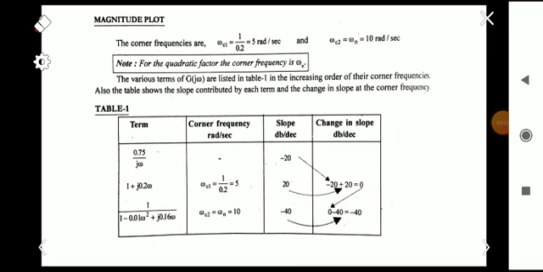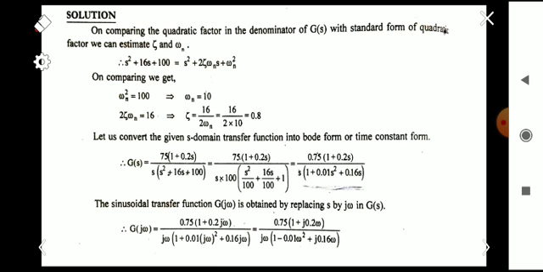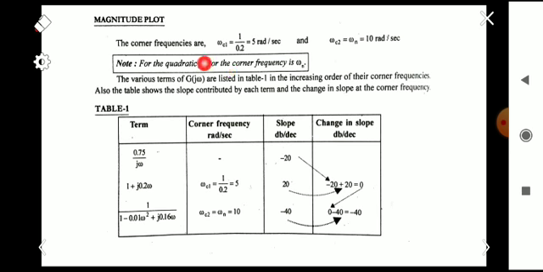After that we follow our normal procedure: we first draw the magnitude plot. We first calculate the terms for the magnitude plot, so we first find the corner frequencies. We know that corner frequencies exist for first order and second order terms. Here the first order term is 1 + 0.2jω, and for finding its corner frequency we take the reciprocal of the coefficient of jω, that is, 1 by 0.2. We get it as 5 radian per second.